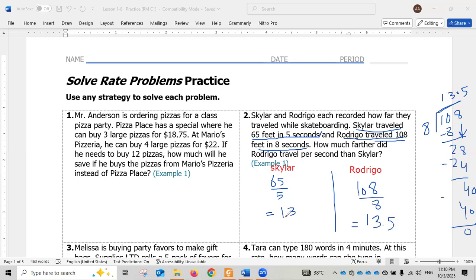Now I can compare. Skylar is traveling 13 feet in 1 second and Rodrigo is traveling 13.5. So what is the difference? How much further did Rodrigo travel? If we find the difference, how much is the distance between them? So he traveled 0.5 feet more than Skylar.